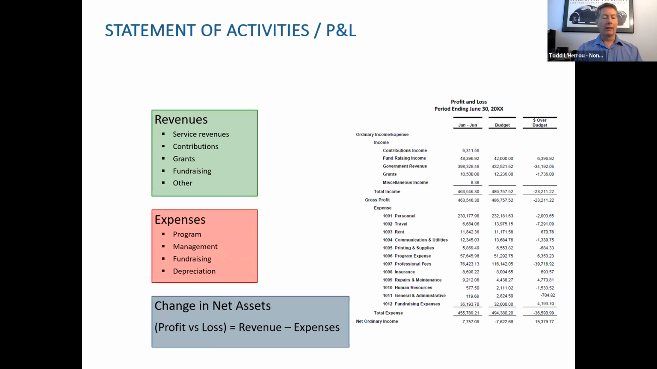So again, in the pink box of expenses, you'll see that those are functional categories, but they are not necessarily the natural categories that the expenses come in. The natural categories are shown under the expense line over here on the right. So you see personnel, travel, rent, et cetera, going down. At the very bottom of the sheet, we see our change in net assets or our profit and loss. And we see an amount of $7,757 and change. Anyone have any questions at this point?